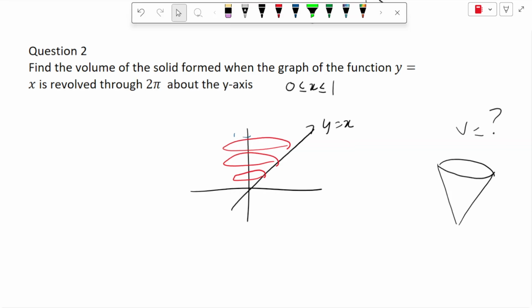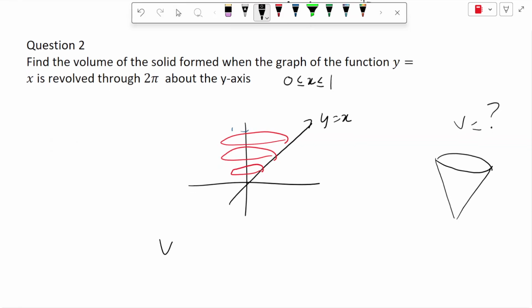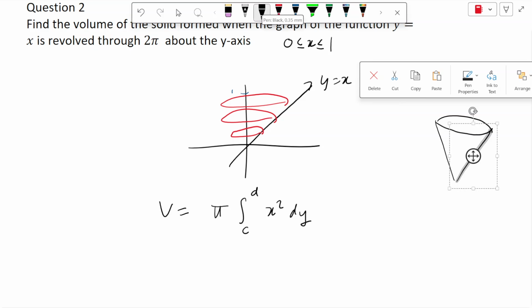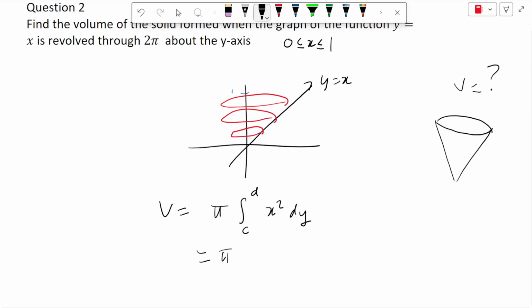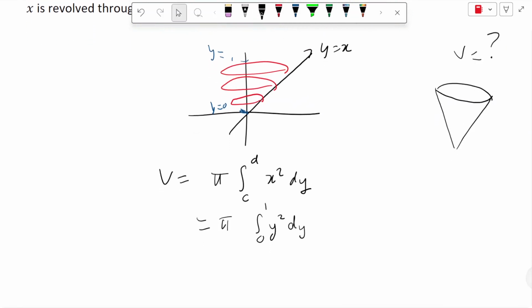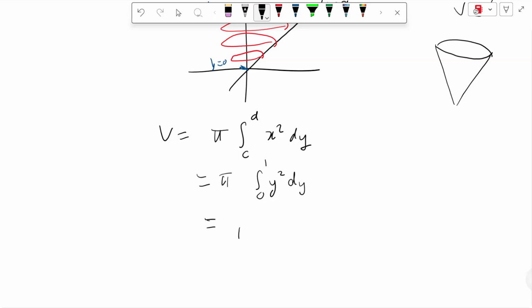Okay, so let's see. The volume is pi, the integral from c to d of x squared dy. Now, luckily, this is just y equals x. So x is y. So that's y squared dy. Now, when I say c to d, I mean the two y values. So this is y equals 0 to y equals 1. You've got to be really careful about that. 0 to 1. And this is pi.